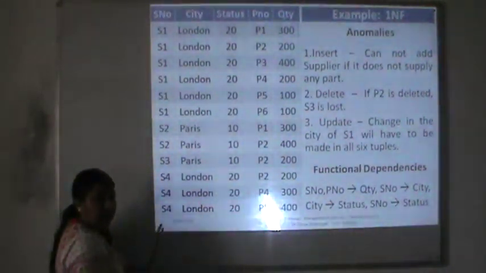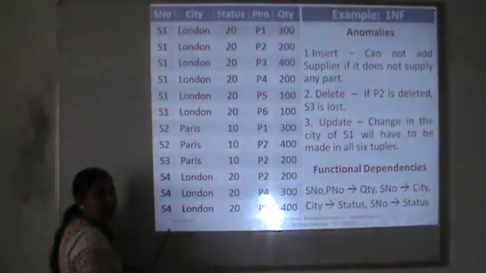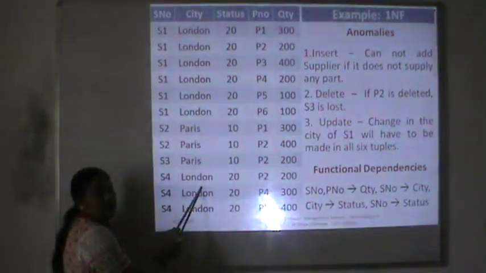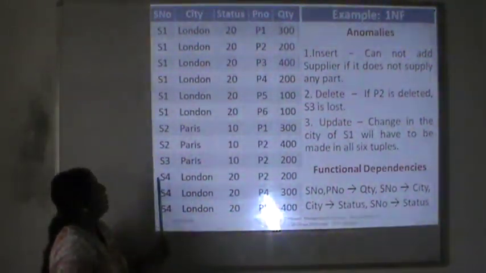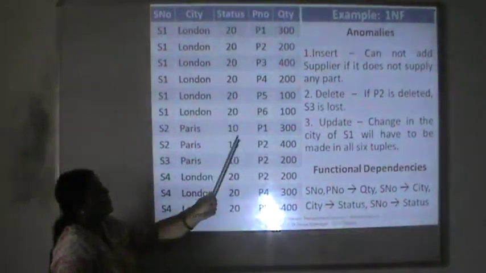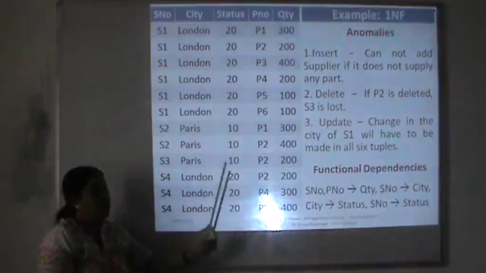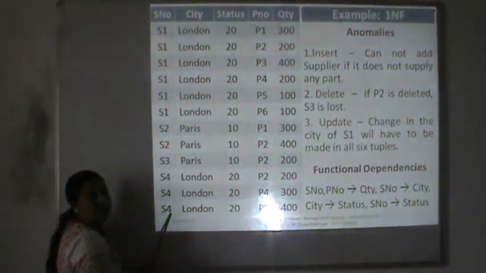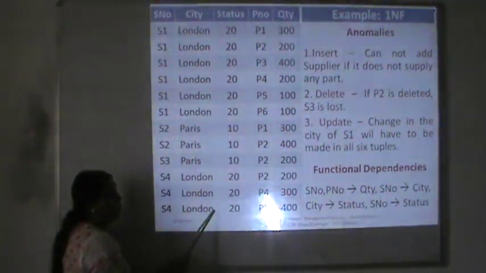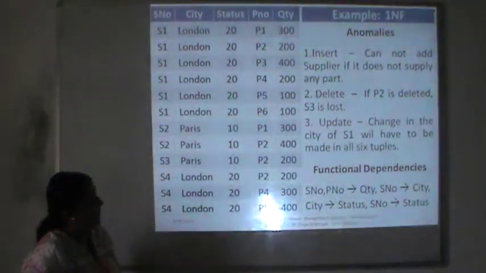This is the reason that whenever the supplier number is written in the tuples, we have to write the city. Now, with this database design, where we store supplier number, city, status, part number and quantity all into one relation, as many times as we store the supplier, so many times we will have to store the city also. So this is one of the functional dependencies.